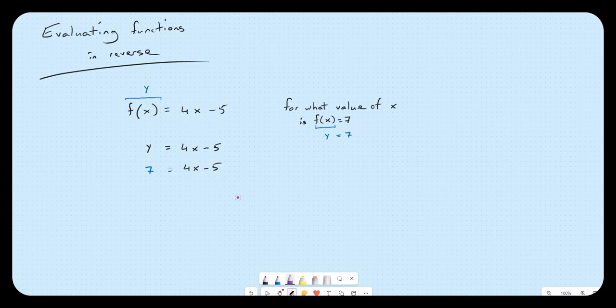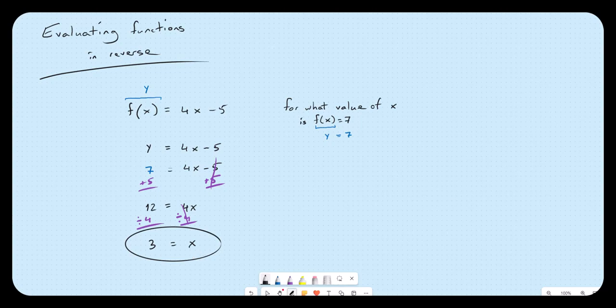Now all I've got to do is regular algebra. I'm going to add 5. That goes away. Left side becomes 7 and 5 is 12. Right side, the negative 5 and 5 go away, so I've got 4x. I'm going to divide by 4, which gets rid of that. Divide by 4 here. 12 divided by 4 is 3, equals x. And I've solved it.